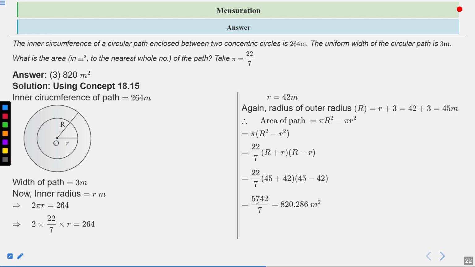Or we can get 5742/7, and when we simplify it, we get 820.286 square meter. Or we can say that in approximate form it is 820 square meter. So the third one is the correct answer of this question.